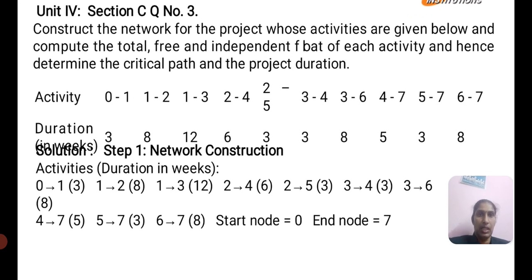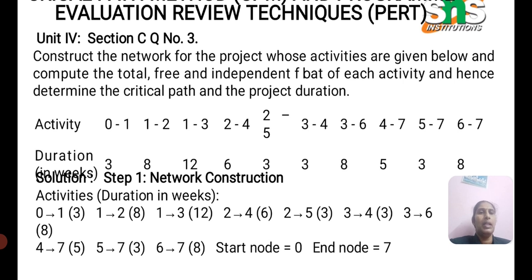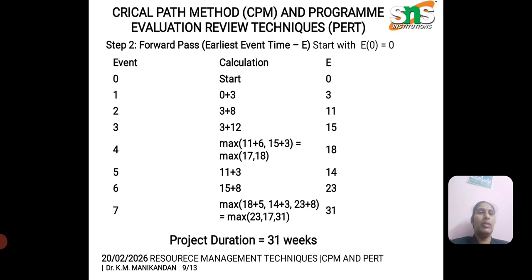Next we have another problem: construct the network for the project whose activities are given below, compute the total, free and independent float of each activity, and hence determine the critical path and project duration. The activities are 0 to 1, 1 to 2, 1 to 3, 2 to 4, 2 to 5, 3 to 4, 3 to 6, 4 to 7, 5 to 7, 6 to 7, and the durations in days are 3, 8, 12, 6, 3, 3, 8, 5, 3, 8. We have to draw the network also.